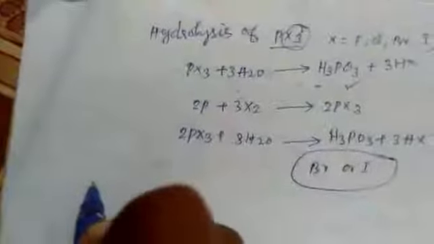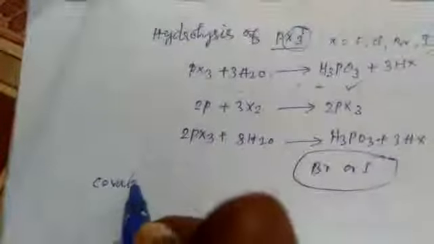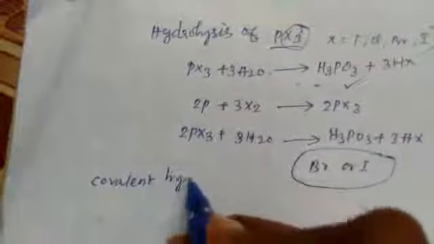Next, form covalent hydrides. Hydrogen sulfide, formula H2S, reacts with hydrogen halides. So which one is formed? HX will be formed plus sulfur. That H2 also 2 times, X also 2 times. So write 2 in front of it.